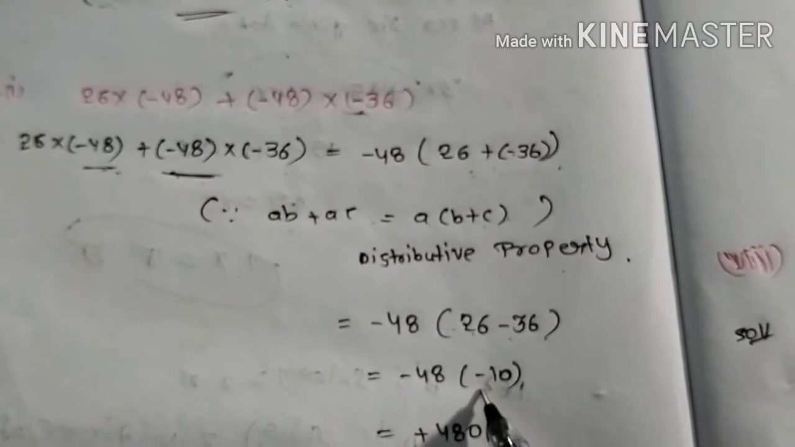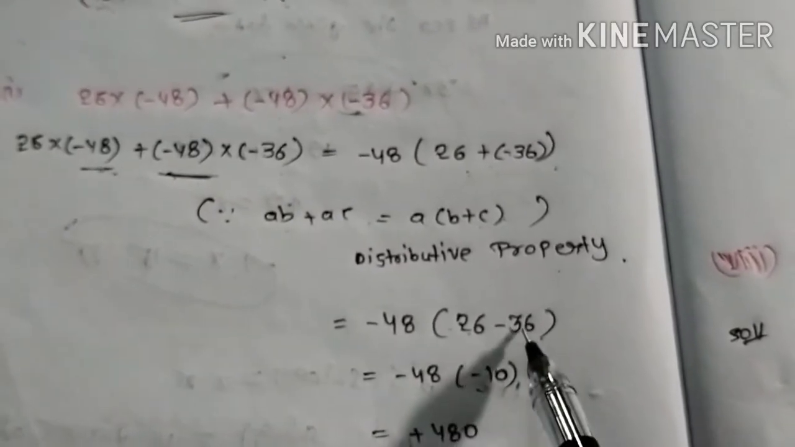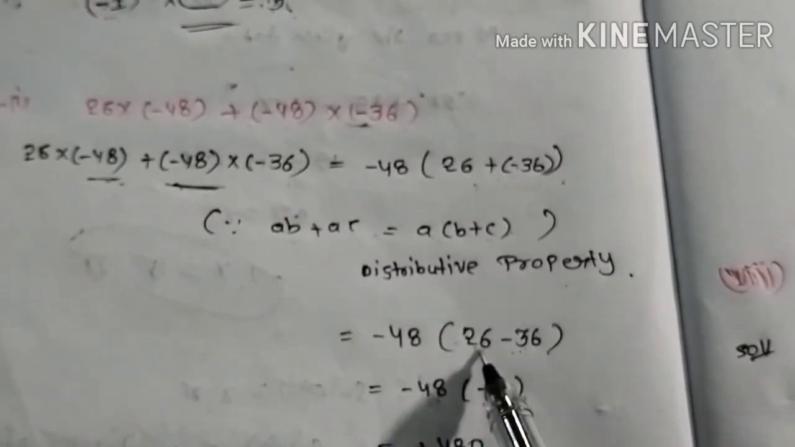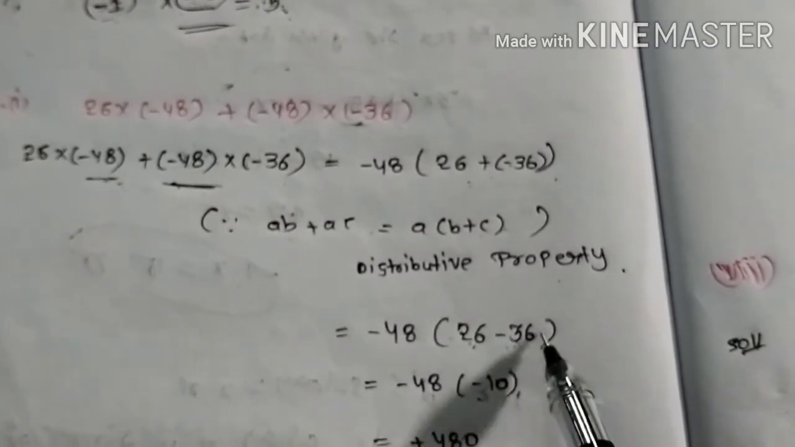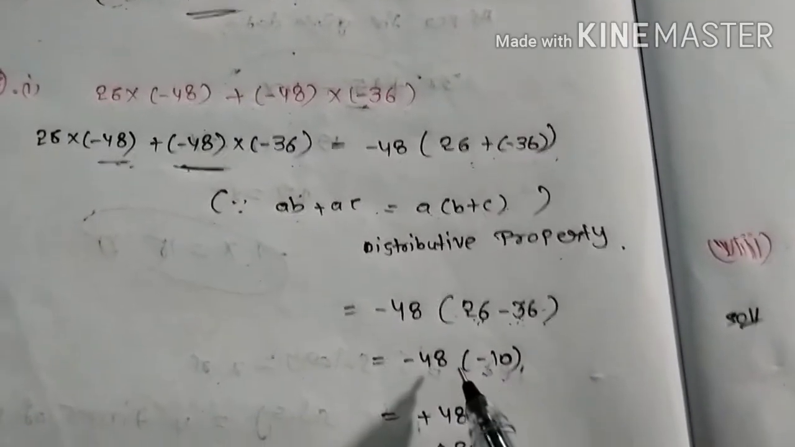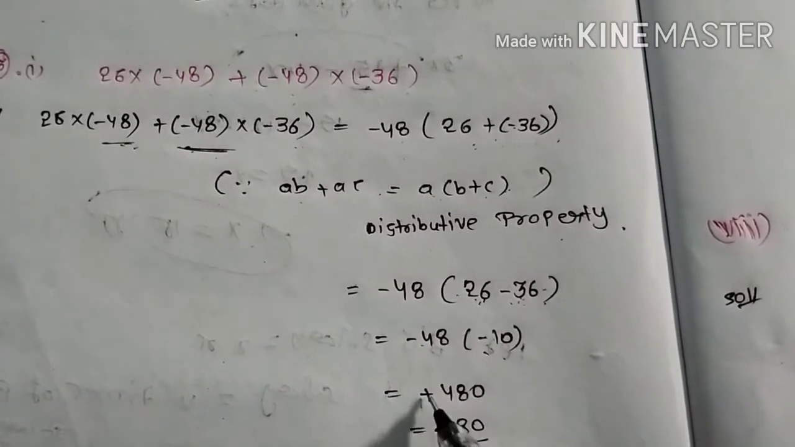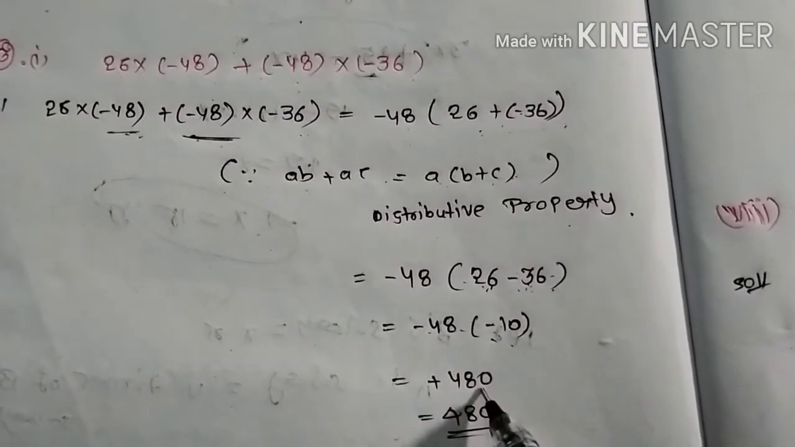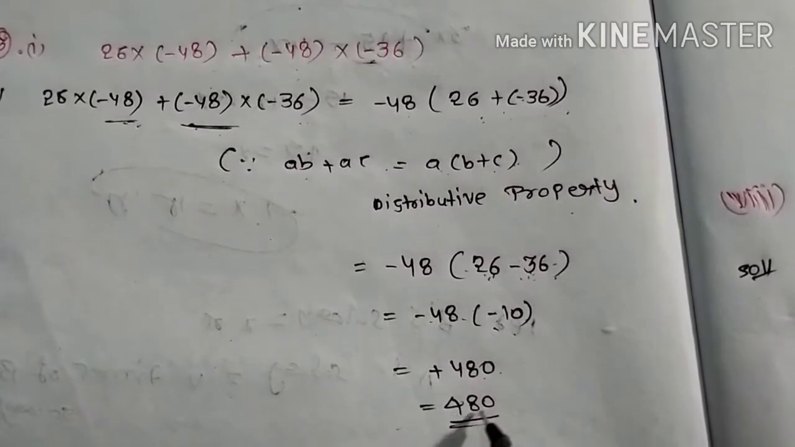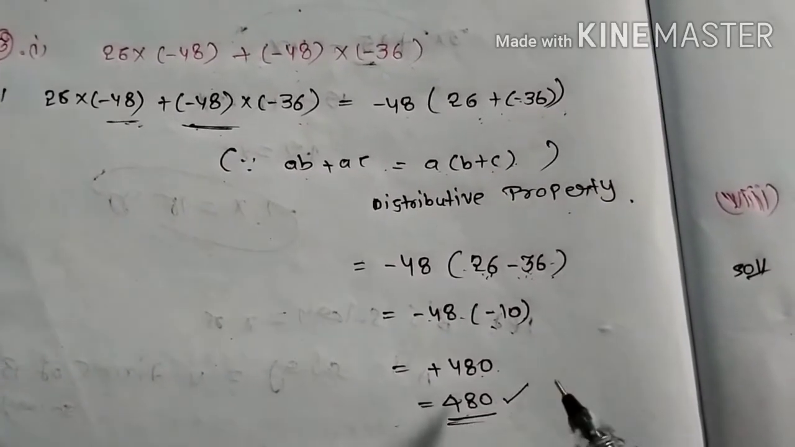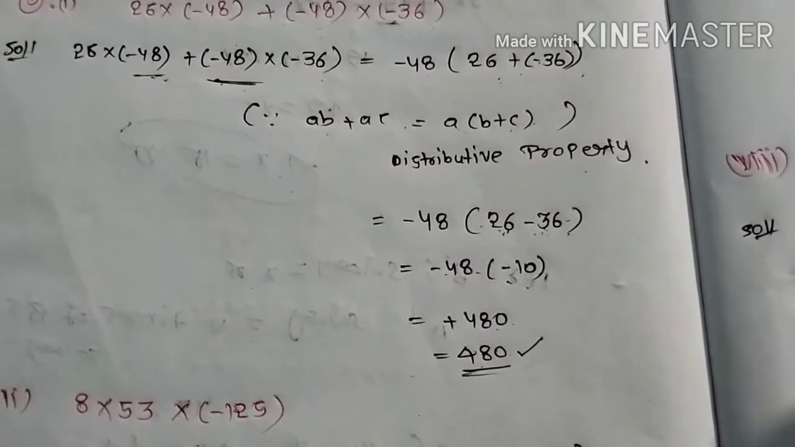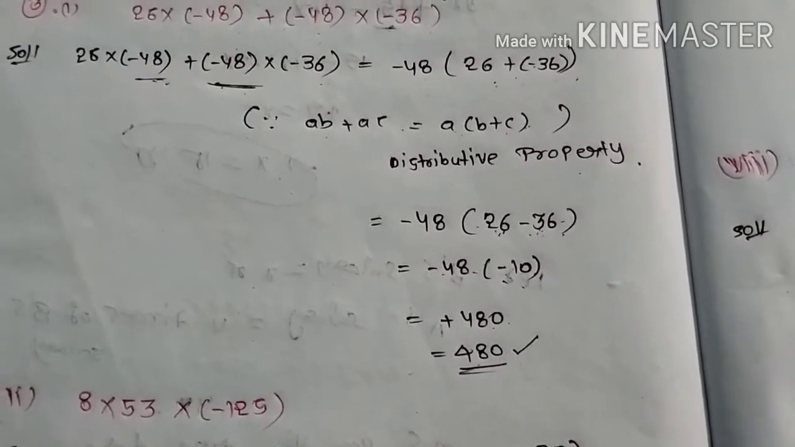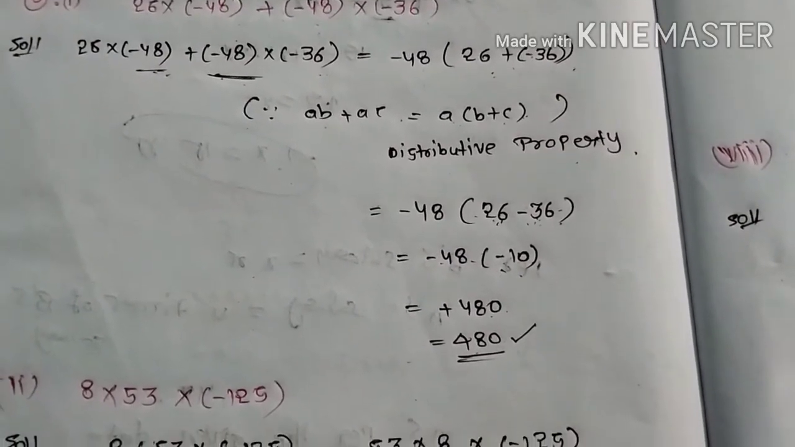You know addition and subtraction very easily. Minus 36 plus 26, that means which is the biggest number? Minus. So that I am writing minus 36 minus 26 how much? 10 only. You know that minus into minus how much? Plus 48 into 10 how much? 480. That means I am writing here 480 is your answer. Is it okay? I hope you may have understood. If you are not able to understand, once again watch the video, it will be very easy to understand.